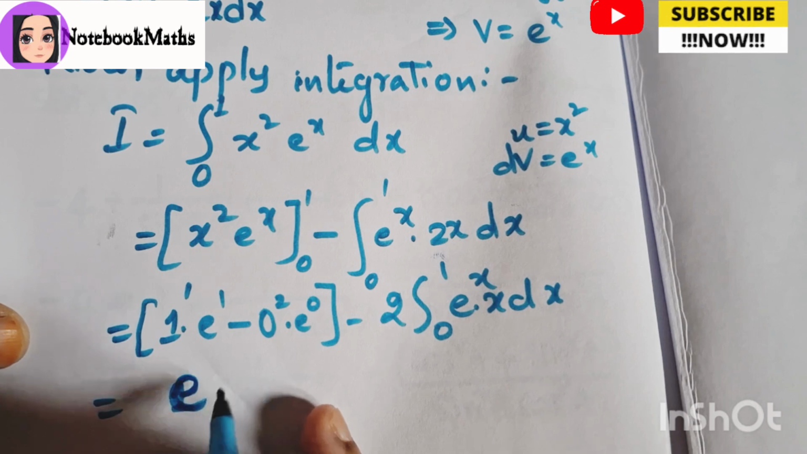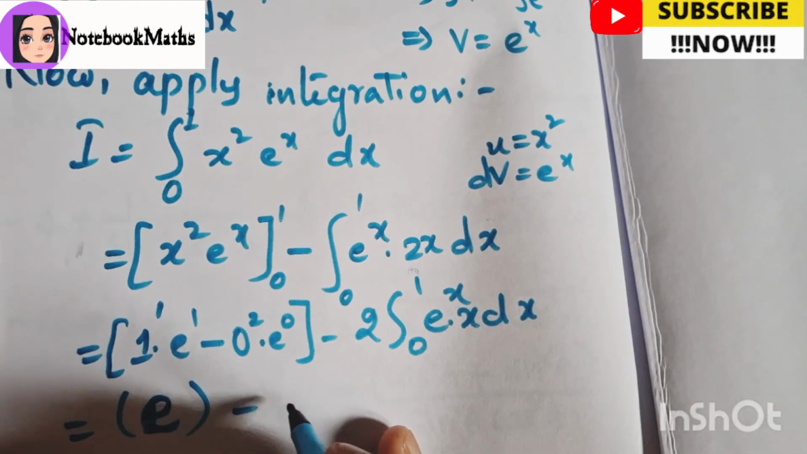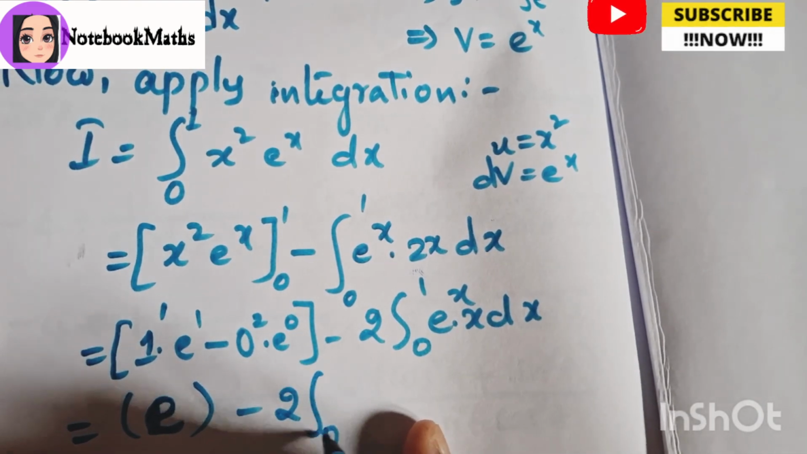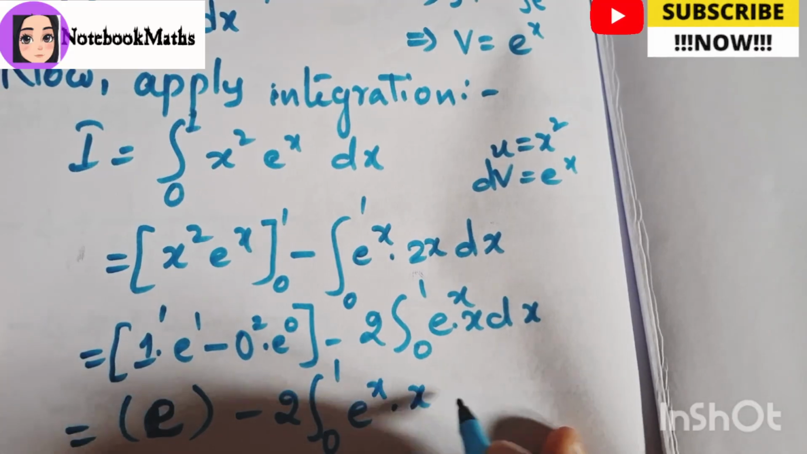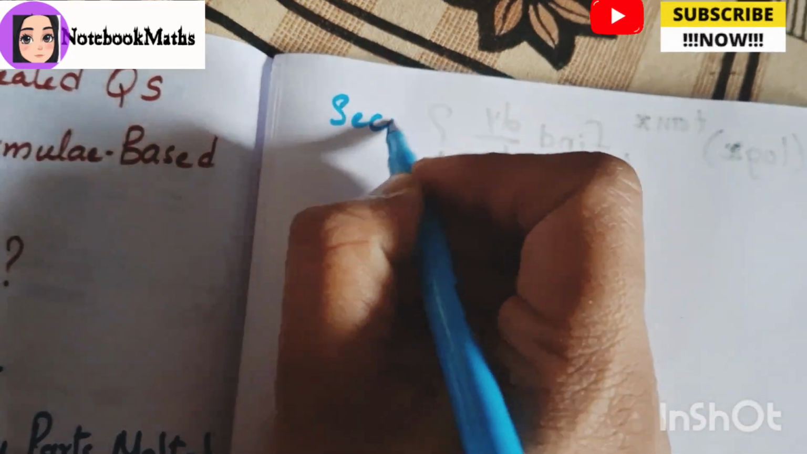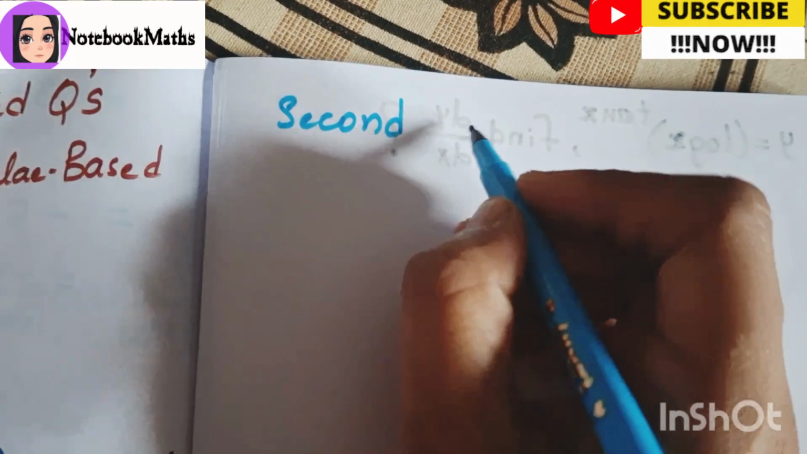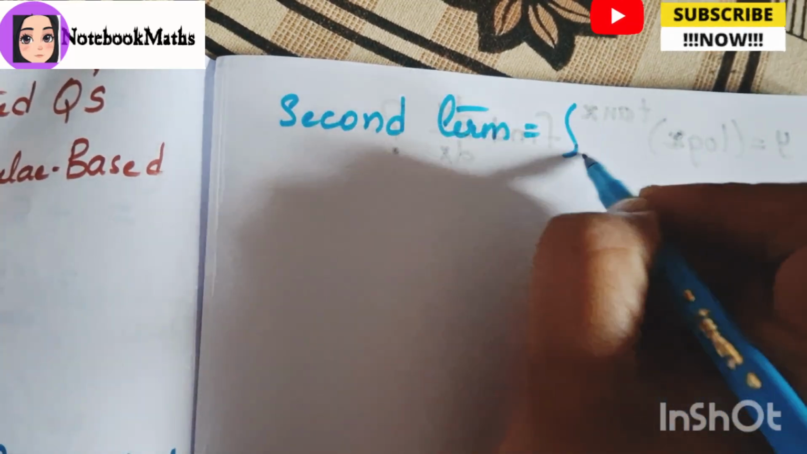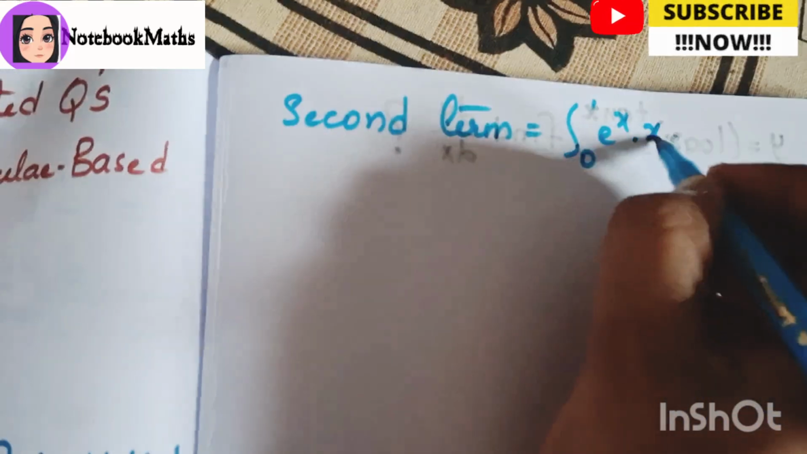Okay, we get only e power e from the first term. Now this is the second term: 2 times the integration from 0 to 1 of e power x into x dx. So now we have to take the second term and simplify it separately. The second term is the integral from 0 to 1 of e power x into x dx.